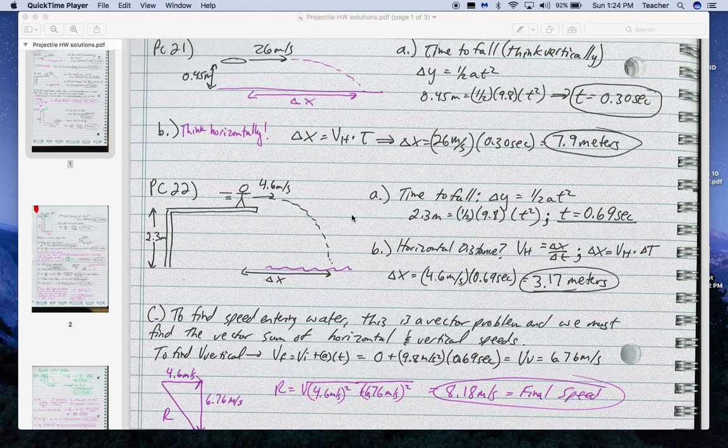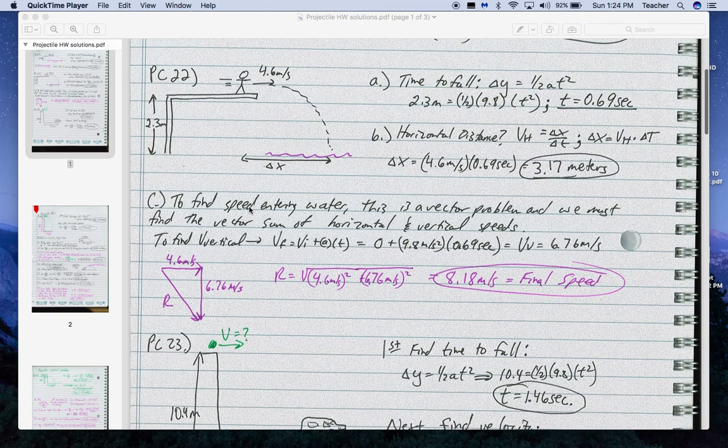PC22, I know he's been waiting for this. 16-year-old Matthew Watros runs off the high dive at a speed of 4.6 meters per second. Once again, we're going to use this version to figure out the time it takes to fall. And again, rearrange, take the square root to find time. A lot of times if people get this incorrect, they forget to take the square root. The horizontal distance, delta x over delta t. So rearrange that, vh times t, and that would be 3.17 meters. That's almost 10 feet, so he was going pretty fast.